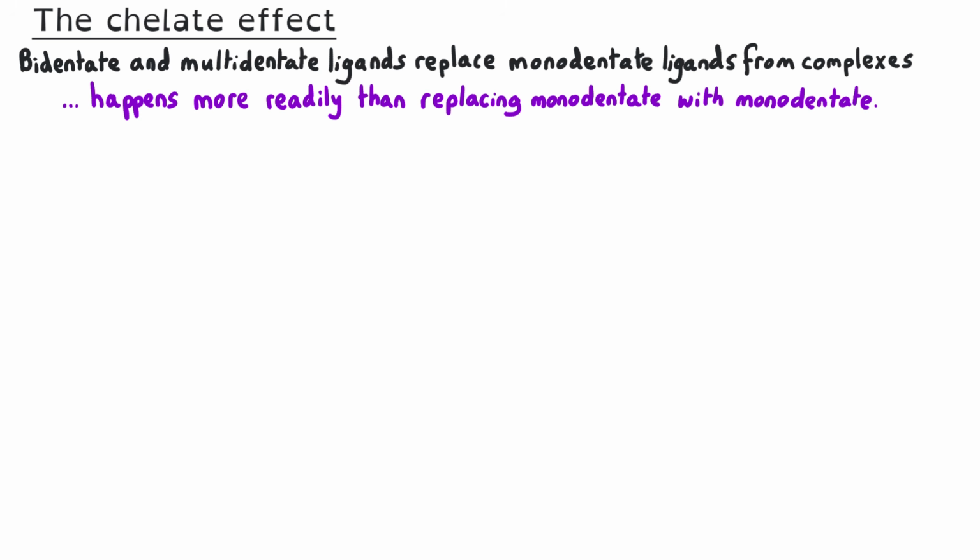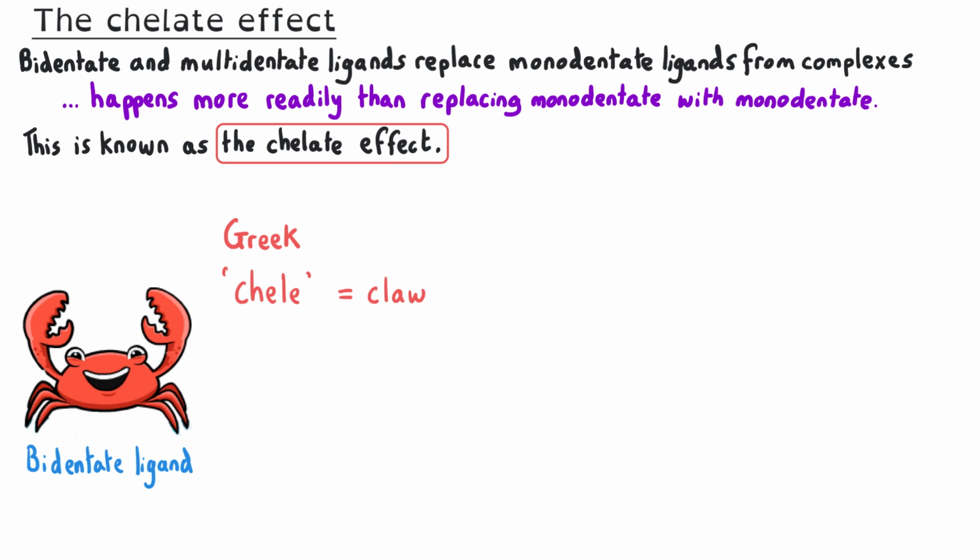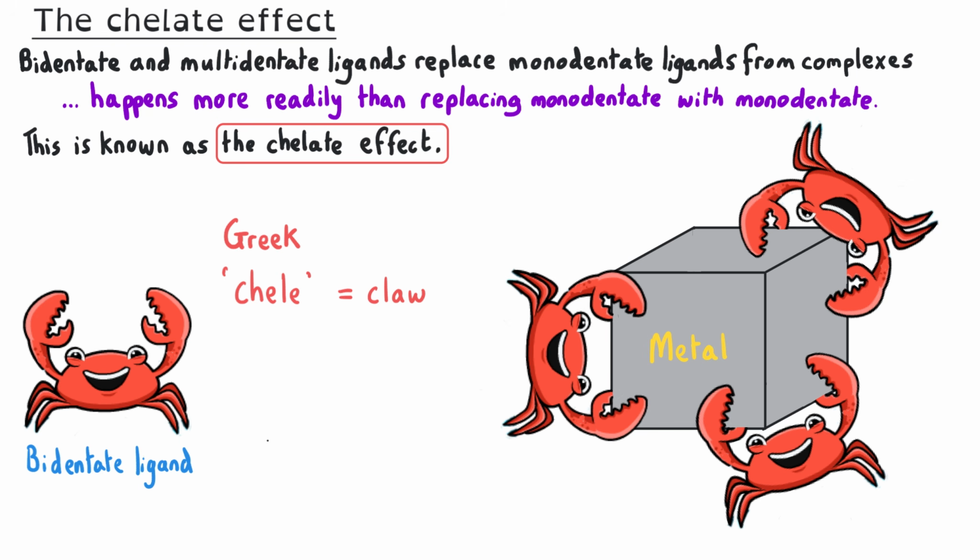Bidentate ligands and multidentate ligands replace monodentate ligands from complexes much more readily than one monodentate ligand replacing another. And this is known as the chelate effect. The word chelate comes from the Greek word for claw, which is the perfect analogy for how these ligands work. They grip the metal ion at multiple points, forming a much more stable complex. And this is what we're referring to when we mention the chelate effect.